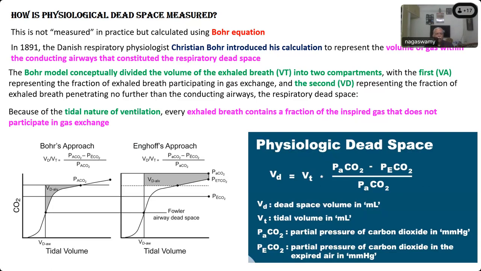Here they have shown how to calculate the physiological dead space. This was originally done by Bohr's approach, but later a person called Enghoff modified Bohr's approach. Now by looking at this picture, can you tell me what differences you are seeing between these two? In Bohr's, alveolar carbon dioxide; in Enghoff's, arterial carbon dioxide. Excellent. So why this, and what is the difference in these two graphs you see?